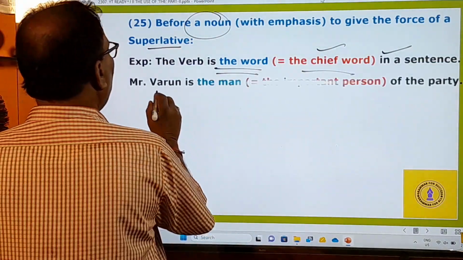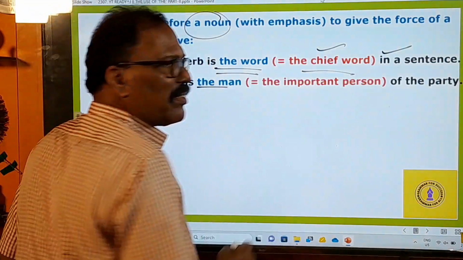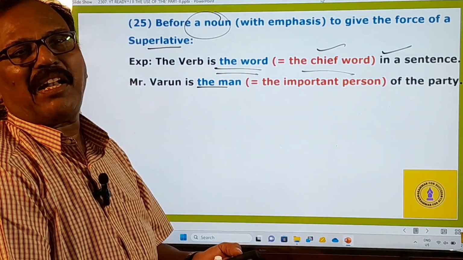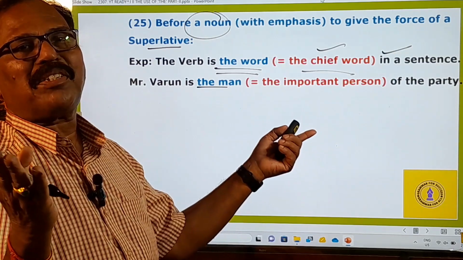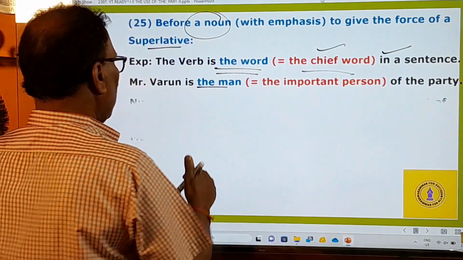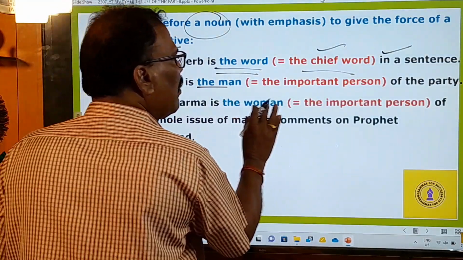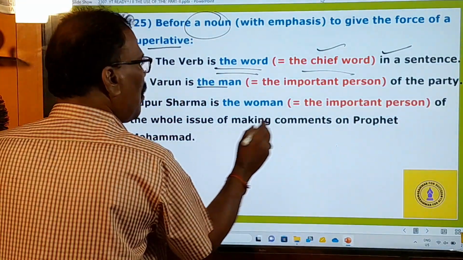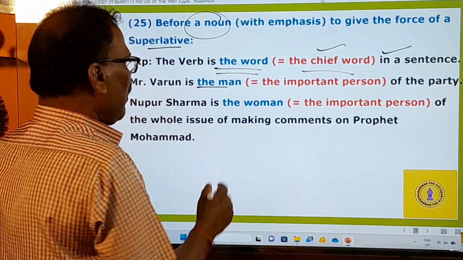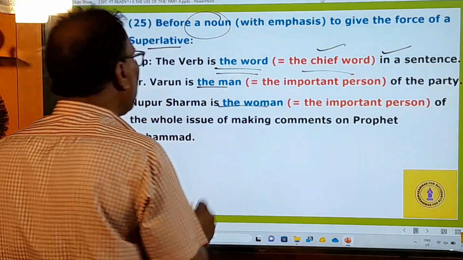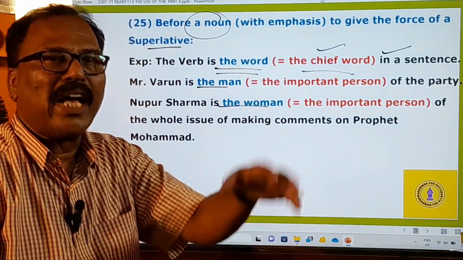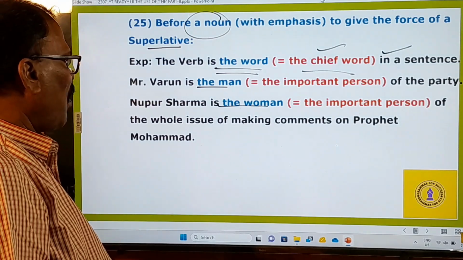And here, Mr. Varun is the man of the party. He is the man of the party means the most important man of the party. He is only hosting the party. The host is always the most important person. And Nupur Sharma is the woman, the important person of the whole issue of making comments on Prophet Muhammad. I have taken this example from the newspaper. The woman means the important person who has made remarks on Prophet Muhammad.